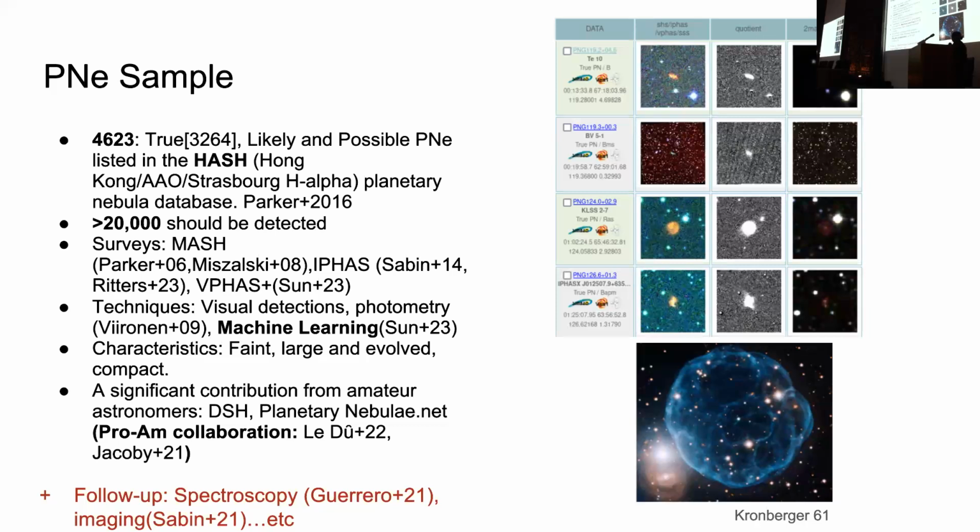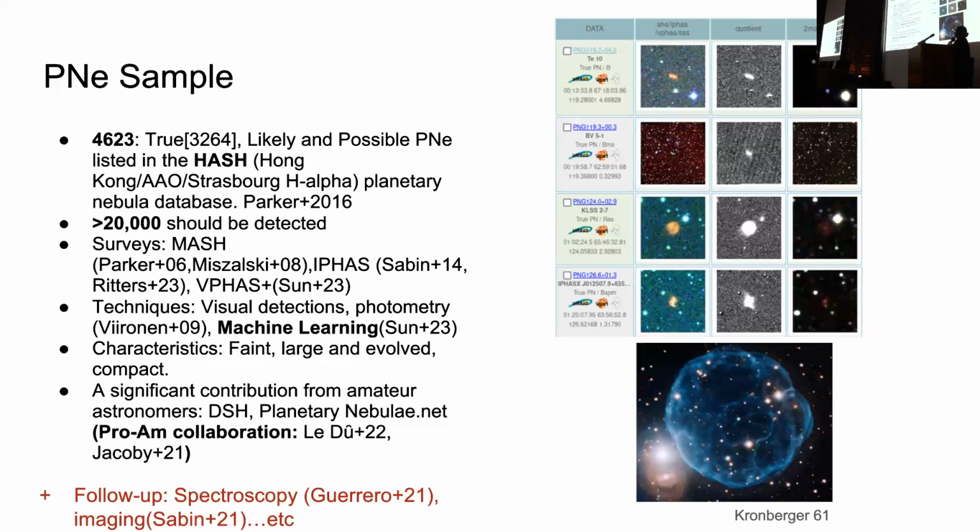And something very important that I really want to stress is the significant contribution of amateur astronomers. We've been working with a group of amateur astronomers, the DSH, the Deep Sky Hunters. They have a website, planetarynebulae.net, where they have a compilation of objects that they are detecting. For example, this one is Kronberger 61, a planetary nebula found by Matthias Kronberger, an amateur astronomer.